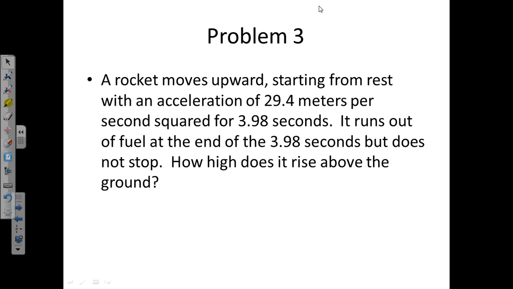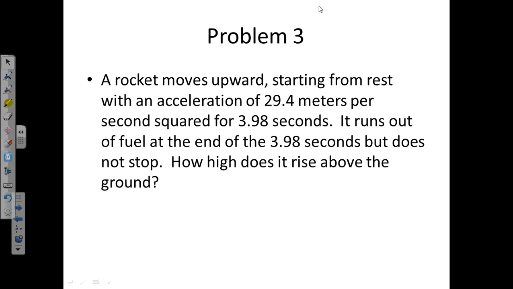We know the time that it accelerates, 3.98. And then it runs out of gas. So that means its engine's cut off. But it keeps going up, right? And as soon as its engine's cut off, what does its acceleration become? Negative 9.8. As soon as the engines go out, it starts to slow down. And we want to know how high does it rise.